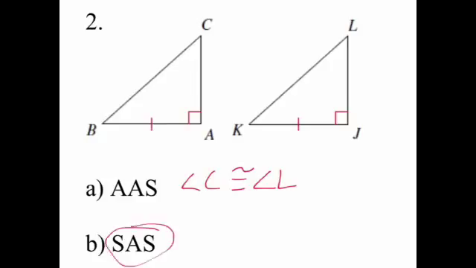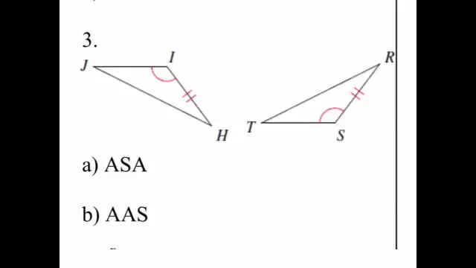And on B, we want side, angle, side. Here's a side. Here's an angle. We need the next side to get side, angle, side. And the one that matches on the other one is right here, LJ. So that's the side CA. It needs to be congruent to the side LJ. And that brings us to the next one.